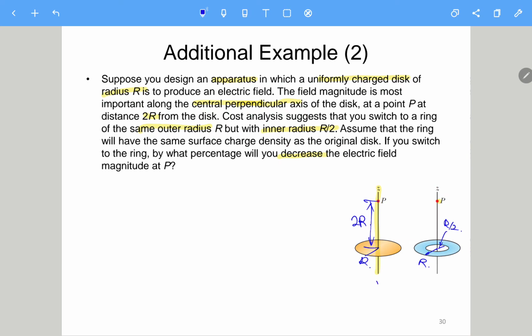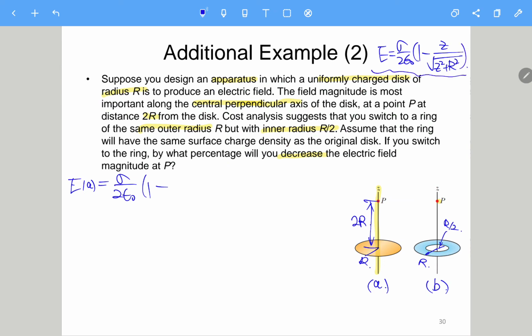So suppose we call this one A, we call this one B. So EA will be sigma over 2 epsilon naught, and then 1 minus, if you still remember the equation, which is E equals sigma over 2 epsilon naught times 1 minus z over square root of z square plus capital R square. This is the E field generated by the charge disk.